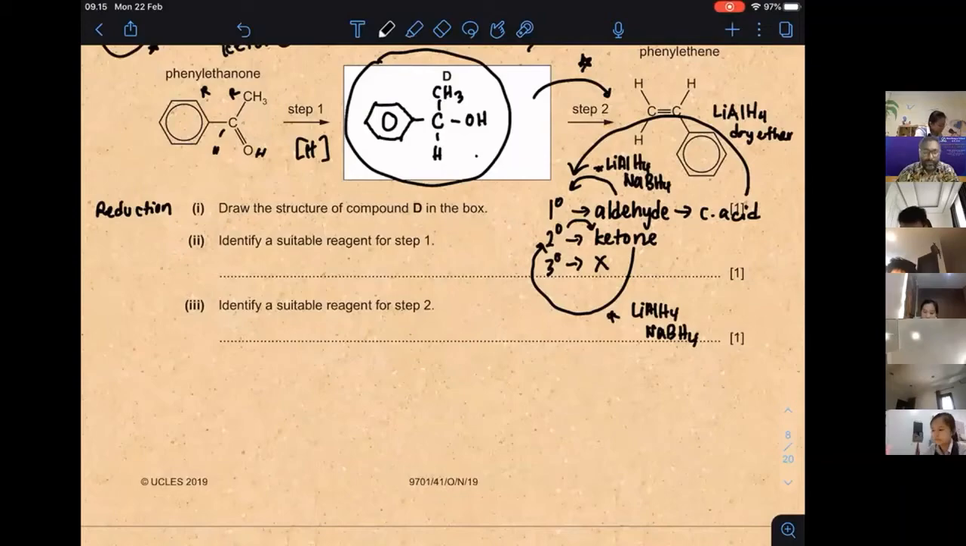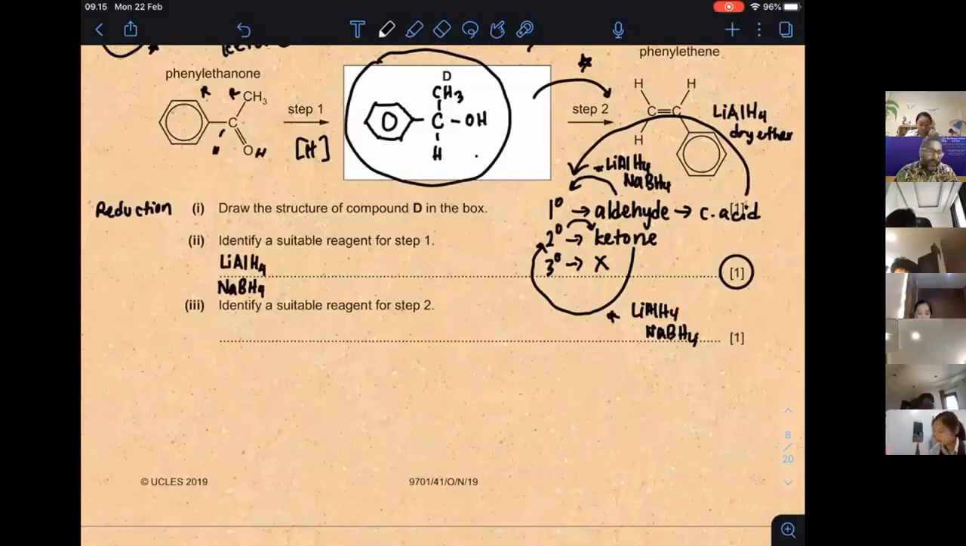So you can use any of these, LiAlH4 or NaBH4. Just give only one, no need to mention both. If you don't want to write that, you write down NaBH4. Now they ask you to identify suitable reagent. Sometimes they even add, identify suitable reagent and condition, but that doesn't mean that they are going to give you 2 marks.